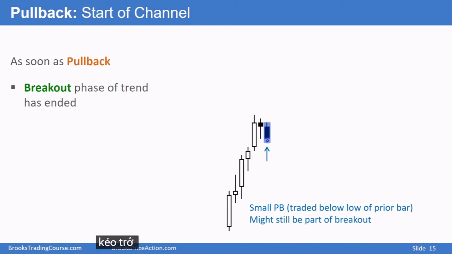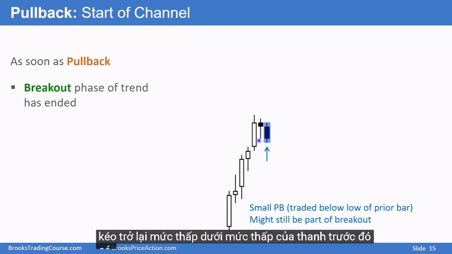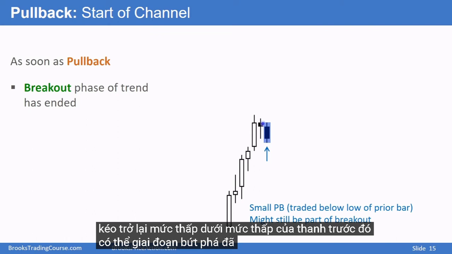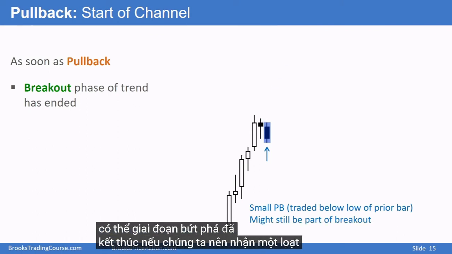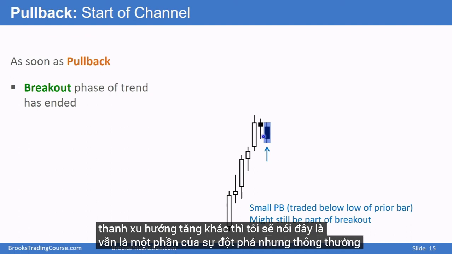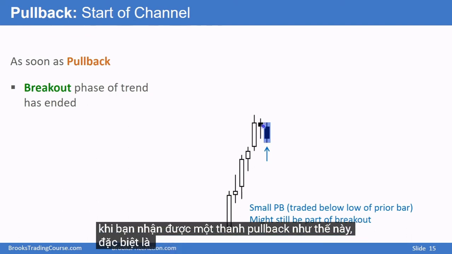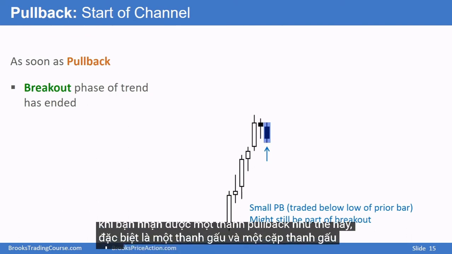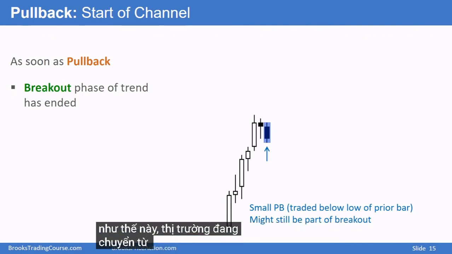So when you get a pullback, low below the low of the prior bar, probably the breakout phase has ended. If we get another series of bull trend bars, then I would say this is still part of the breakout. But usually when you get a pullback bar like this, especially a bear bar and a pair of bear bars like this, the market is transitioning from a breakout phase into a channel phase.